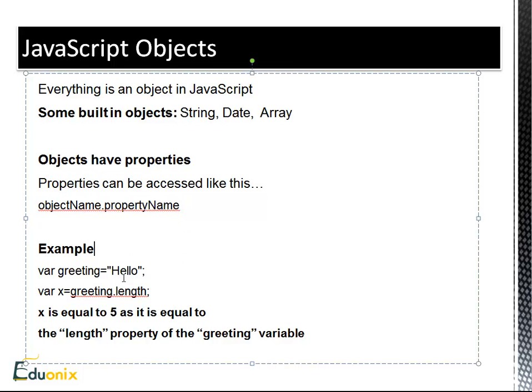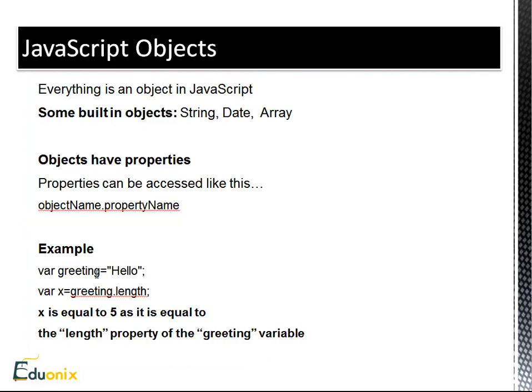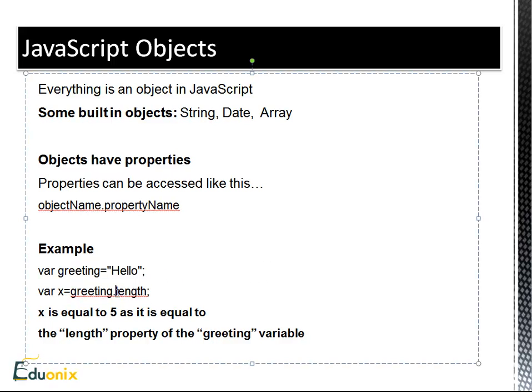Okay, so here's an example. We're using a variable which is a string, "hello", and this is an object. This variable greeting is an object. Now here we're saying var x, we're creating a new variable which is equal to greeting.length. Now length is a property of the greeting variable, which holds the text hello. So this length property is the number of characters of the text hello, which is 5. So here x is equal to 5. It's equal to the length property of the greeting variable or object.